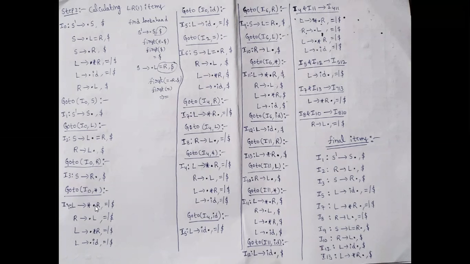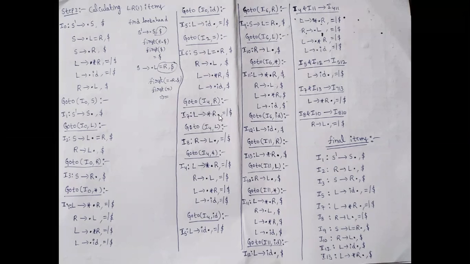So in I4 we are having R produces L, L produces star R, and L produces ID. We are applying go to on I4 with capital R, so go to of I4 comma capital R. The production becomes, the dot is moving one position to the right, so L produces star R dot comma equal to R dollar. We are placing the look ahead as it is, so no need to change the look ahead.